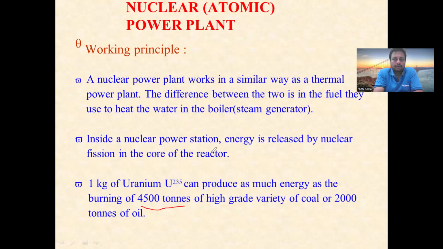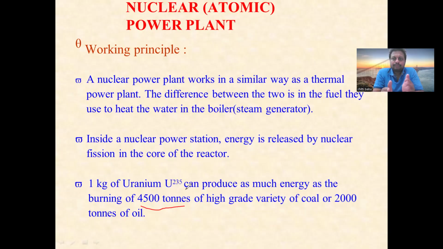Inside the nuclear power station, the energy is released by nuclear fission in the core of the reactor. So 1 kg of uranium is equal to 4,500 tons of high grade coal. That is the main difference between the thermal power plant and the uranium nuclear power plant.